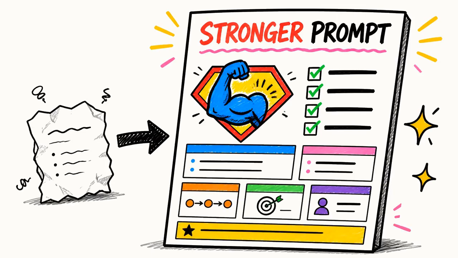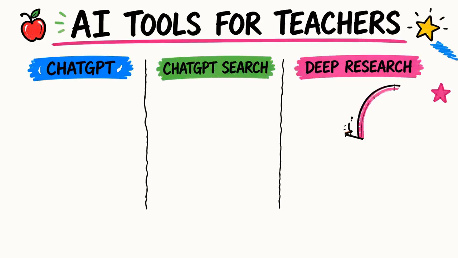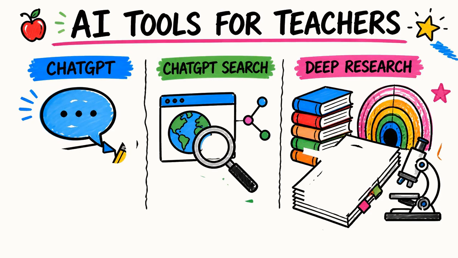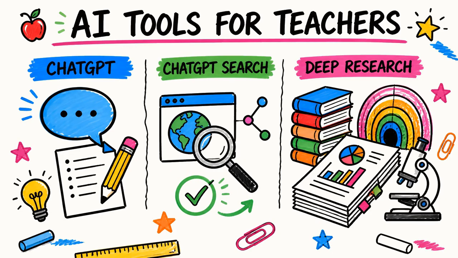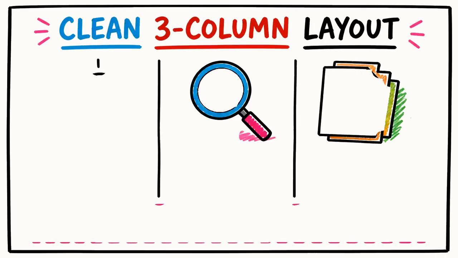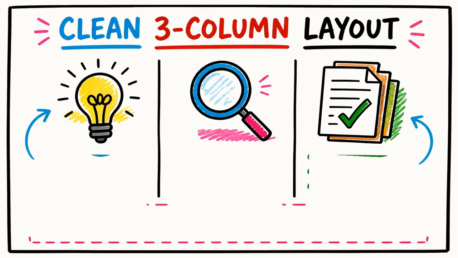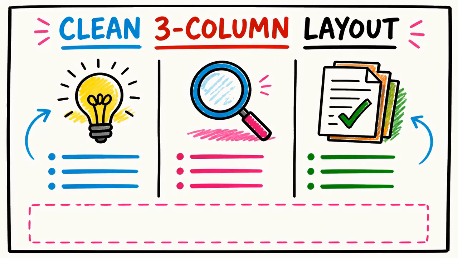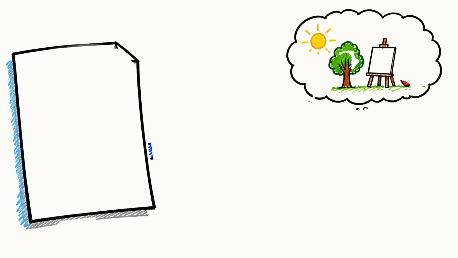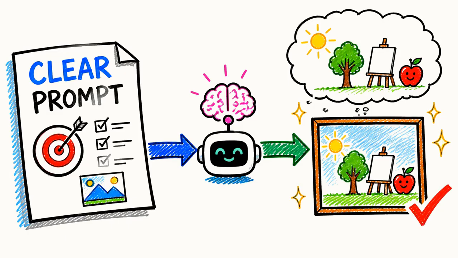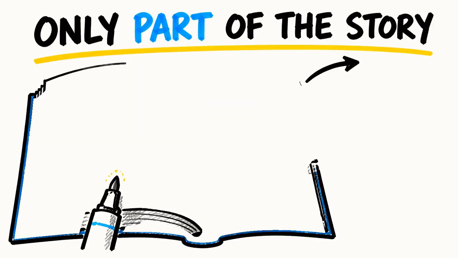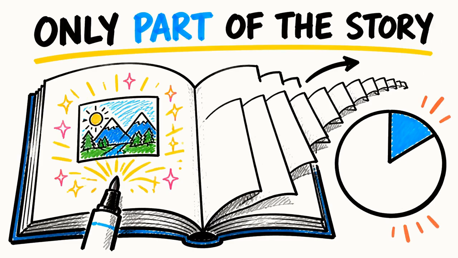Here's an example of a much stronger prompt. Create a 16 by 9 social media graphic for teachers explaining the difference between ChatGPT, ChatGPT search, and deep research. Use a clean, modern design with 3 columns, short, readable text, simple icons, and leave space at the bottom for my logo. That's a prompt that gives the AI clear direction, and the results are usually much closer to what you're imagining.